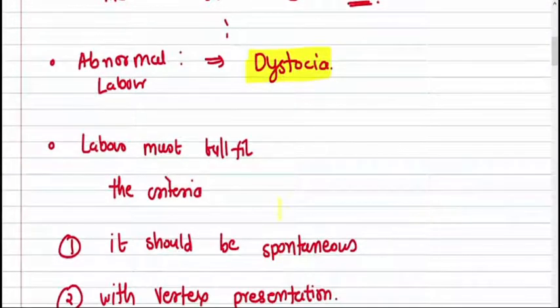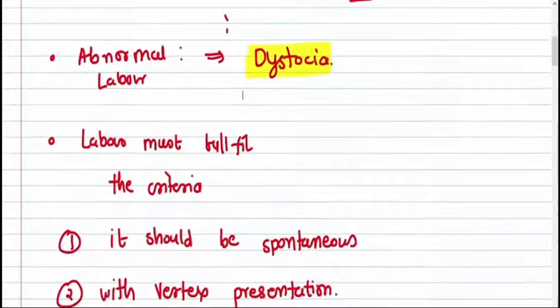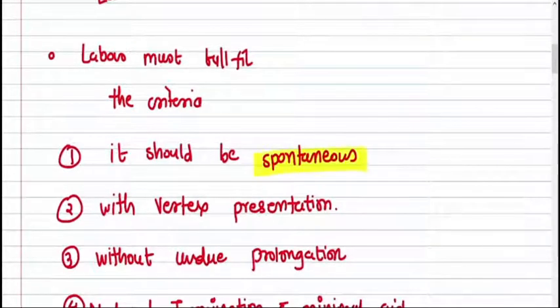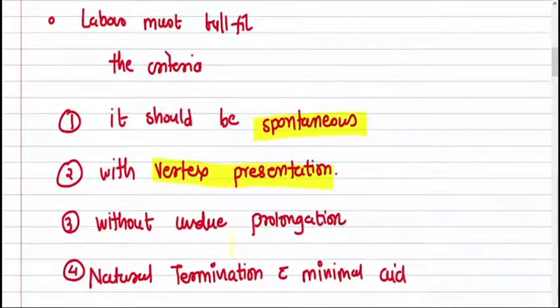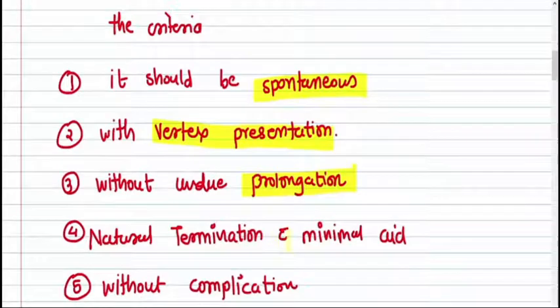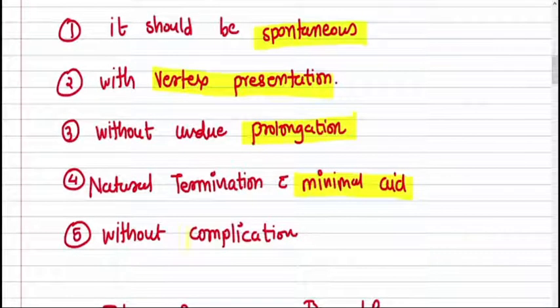Labor must fulfill the following criteria. It should be spontaneous, it should be with vertex presentation, it should be without undue prolongation, with natural termination with minimal aids, and it should be without any complications.